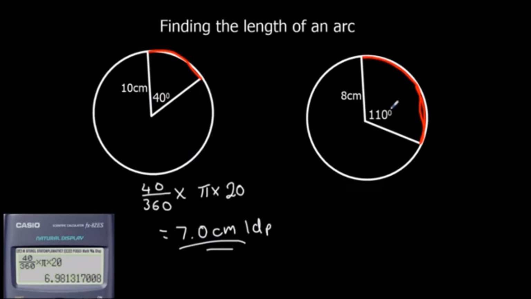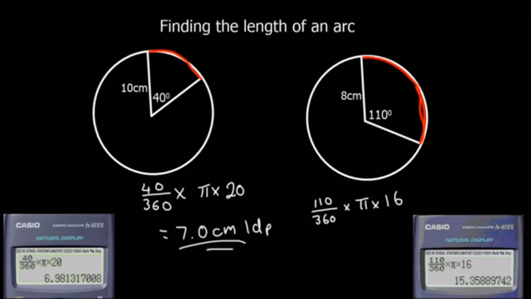In this case, I've got 110 degrees, again out of a full circle, times pi times the diameter, which is double the radius, so 16. That's what I type in the calculator, and it's going to give me 15.4 centimeters to 1 decimal place.